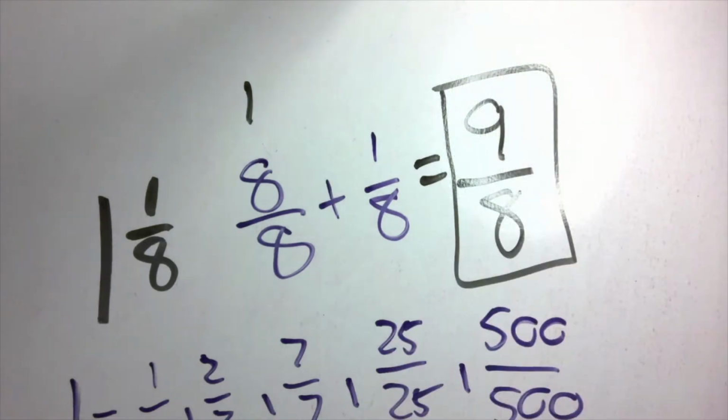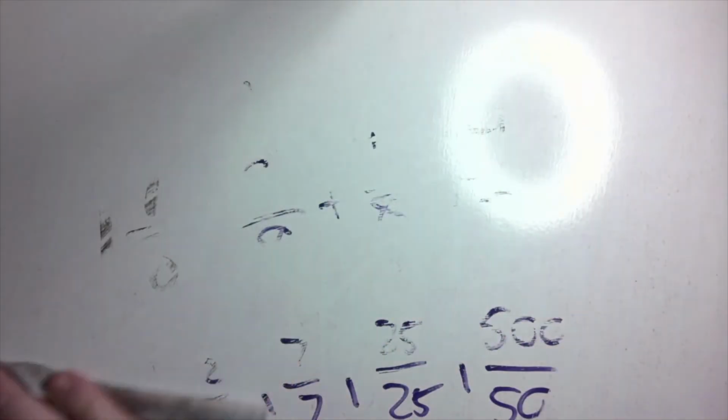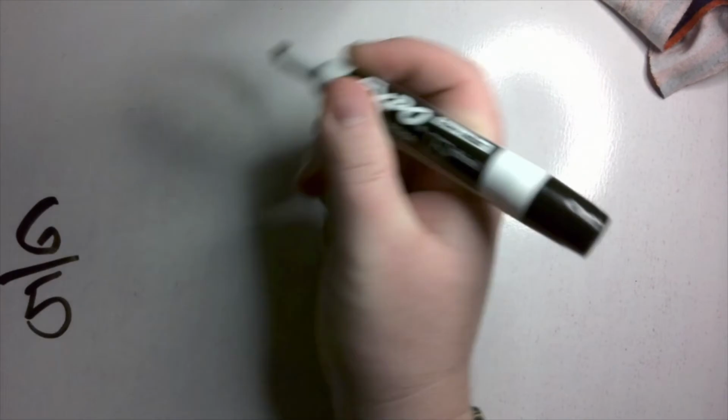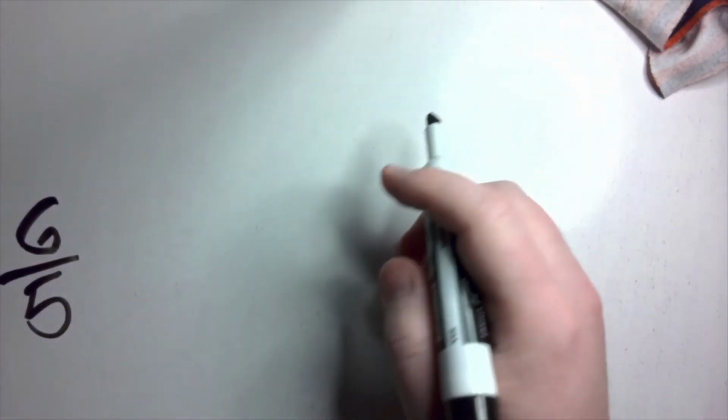Let's go ahead and try to do it the other way, though. Let's try to bring an improper fraction to a mixed number. So let's go ahead and erase this right here. And let's do 6/5. Let's just leave it at 6/5. And let's bring this down a little bit. We'll put that at the top. Okay. So we have 6/5.